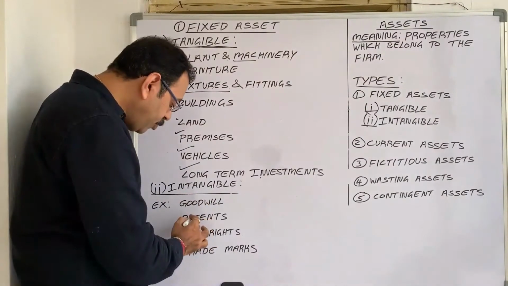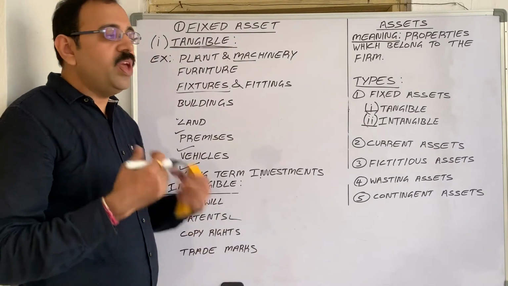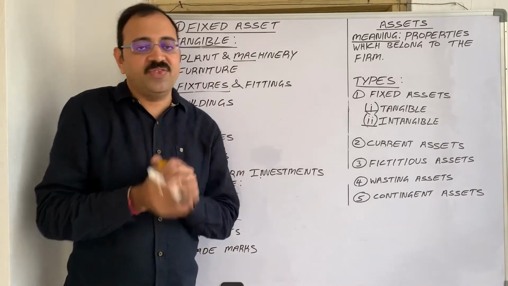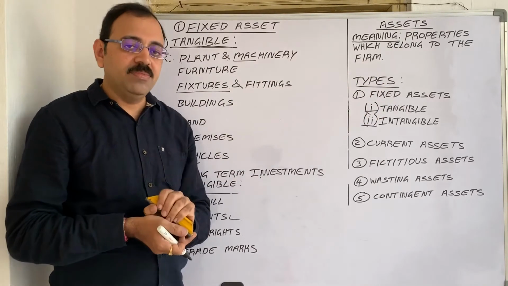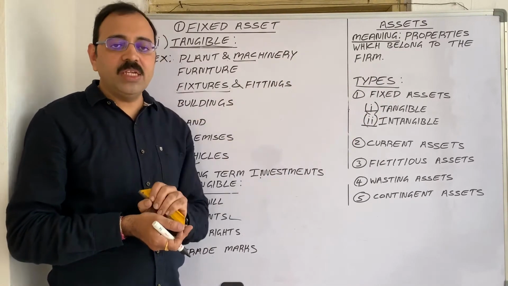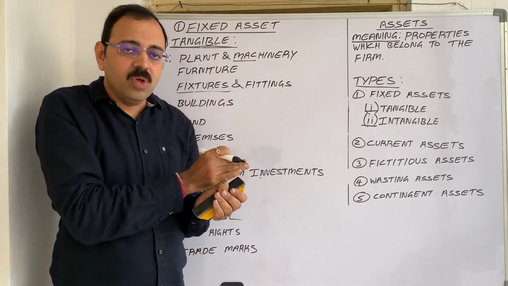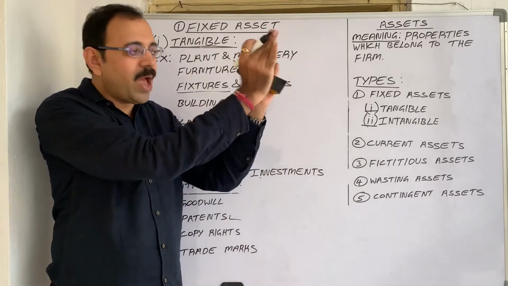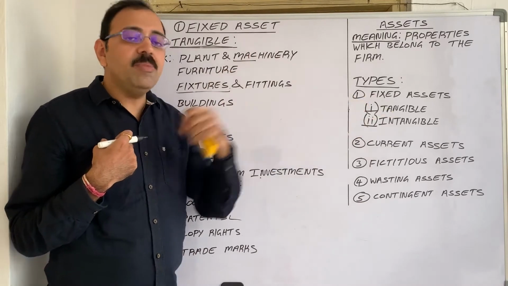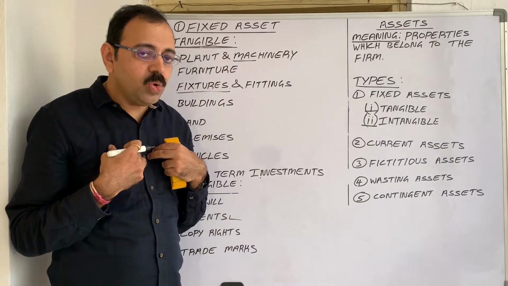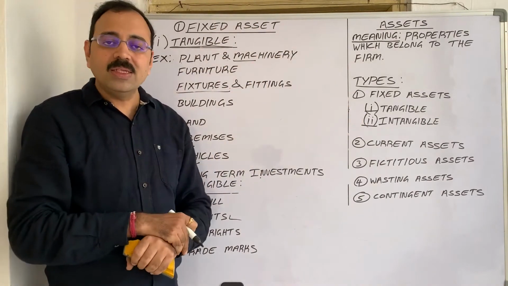Now the second example is patents. Patents means what? For example, we are running one pharmaceutical industry and one scientist innovated one medicine. To manufacture that medicine, some chemicals in a particular ratio we have to mix. There will be some formula to manufacture that medicine, and we want to manufacture that medicine. So what are we supposed to do? We have to purchase patent rights from that particular scientist.